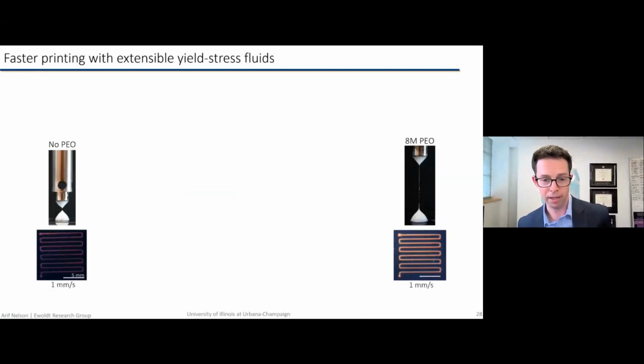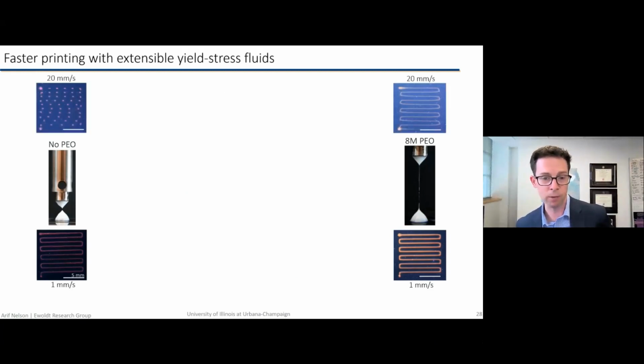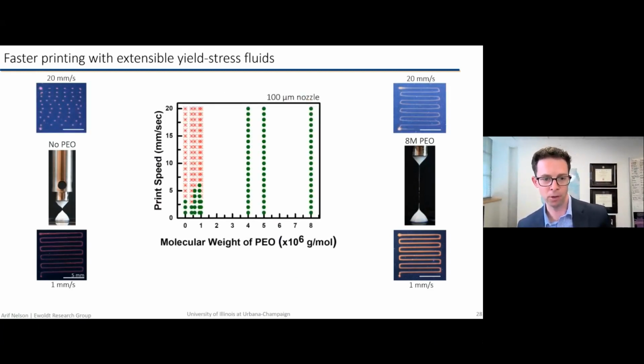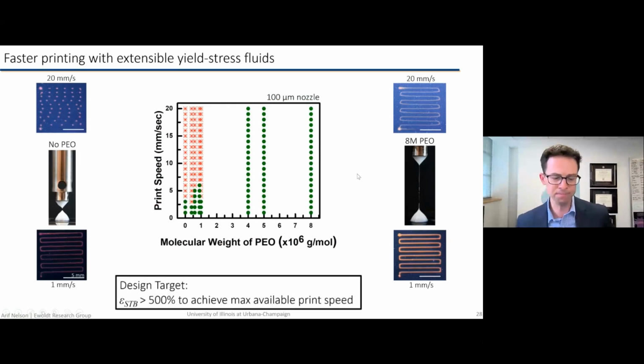In fact, we could print things that couldn't be printed otherwise, and we could print faster than we could print otherwise. These other materials suffered from breaking. They were much more brittle compared to how stretchy and ductile and flowable these other materials were. So you might be able to identify, in this case, some sort of design target for the extensibility that doesn't really care about what the microstructure is, perhaps. There may be other ways to achieve the same continuum level behavior.